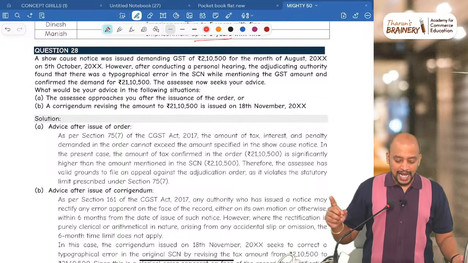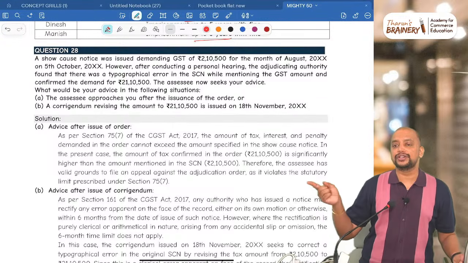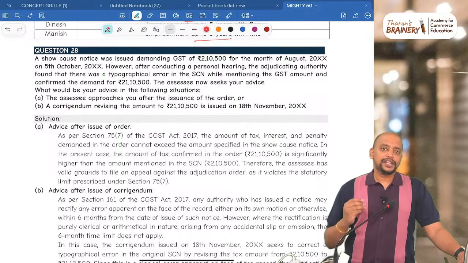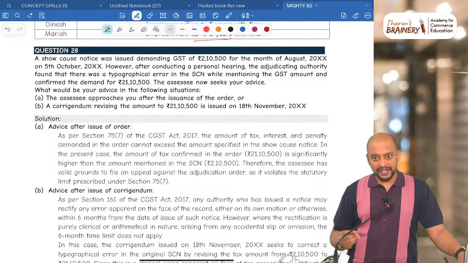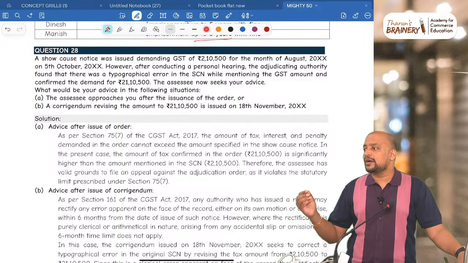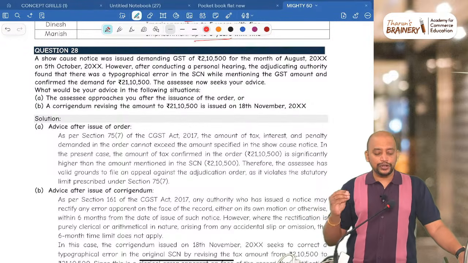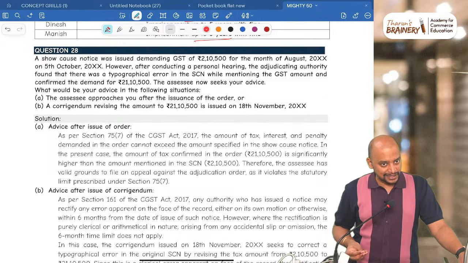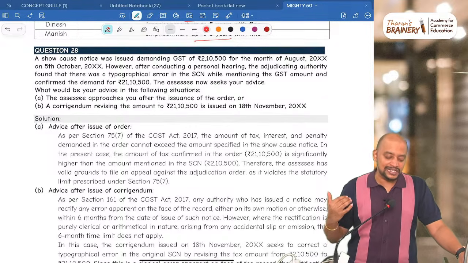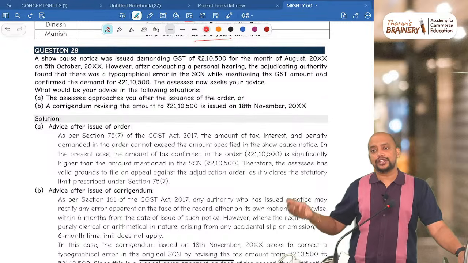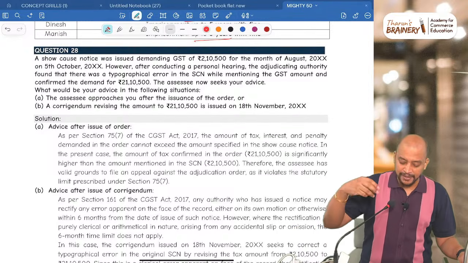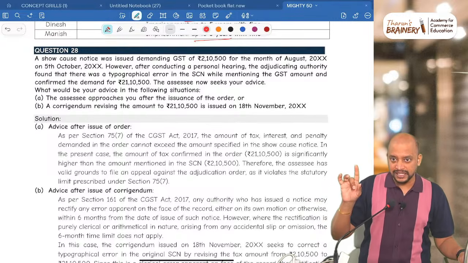Number one, the assessee approaches you after the issuance of the order. Now we need to invoke section 75 and answer as per section 75. The amount in the order should not exceed the amount in the notice. If the amount in the notice is 2,10,500, the amount in the order should be less than or equal to 2,10,500. But in this case, as the amount in the order is beyond the notice, the order is invalid. That is how we need to give the reply. This is the answer for the first part.